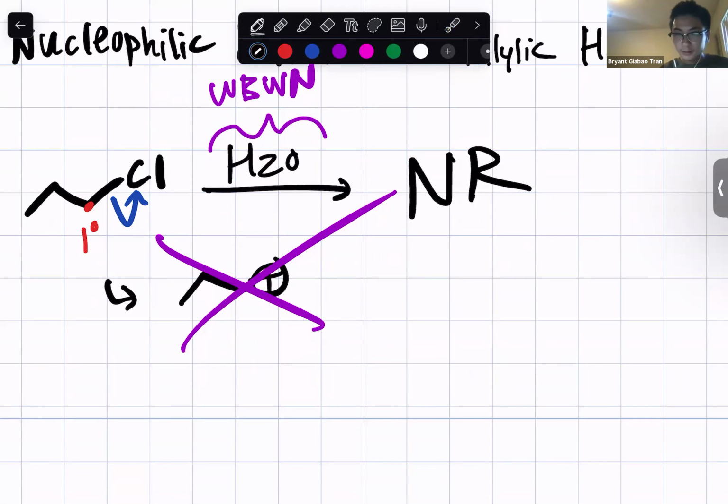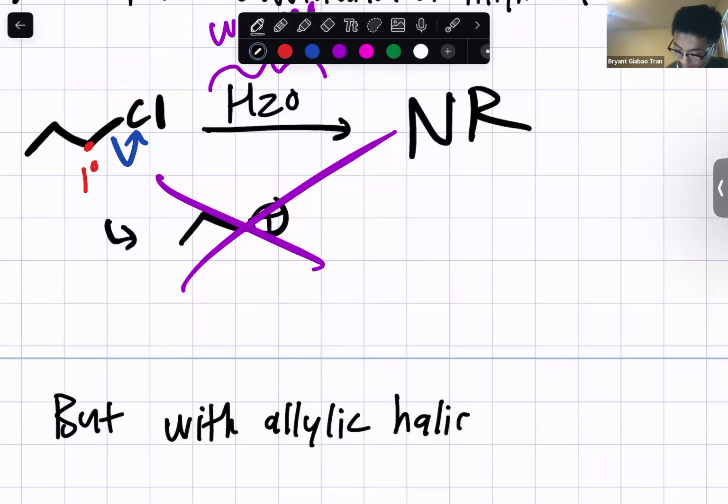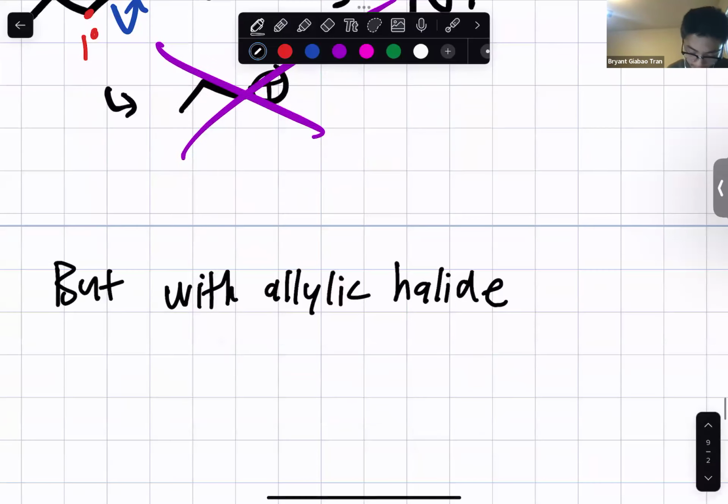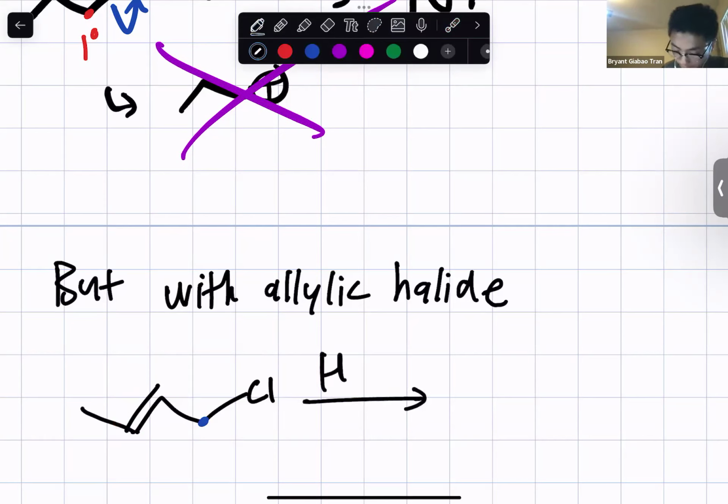But now with the new material, let's say we have an allylic halide that is still primary. So let's say we have the same kind of structure, but now it is allylic, because this carbon here is an allylic carbon because it is one away from this double bond here, right? And let's try to react it with a weak base, weak nucleophile like water again.